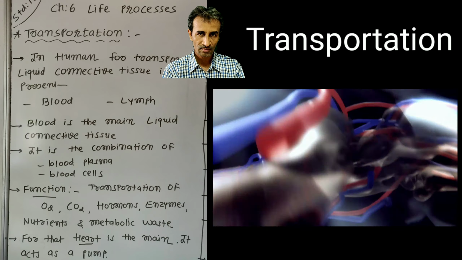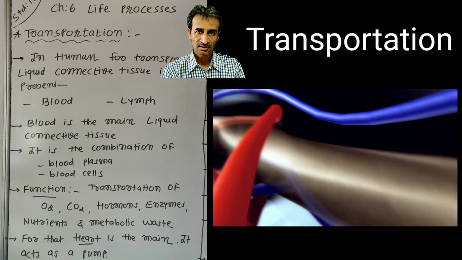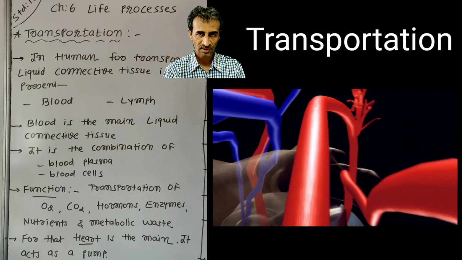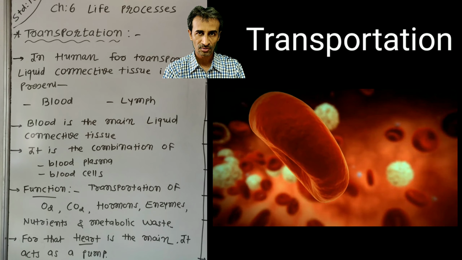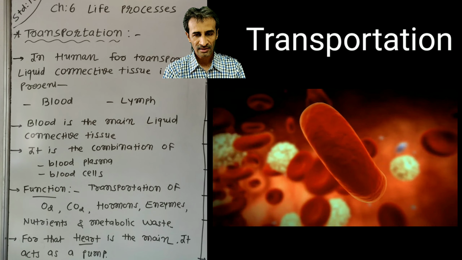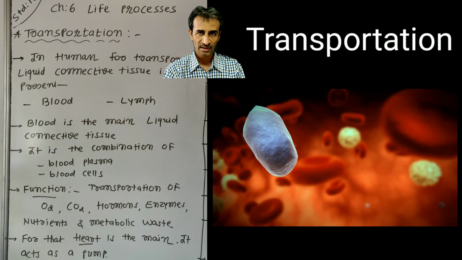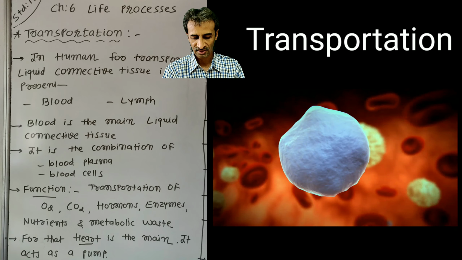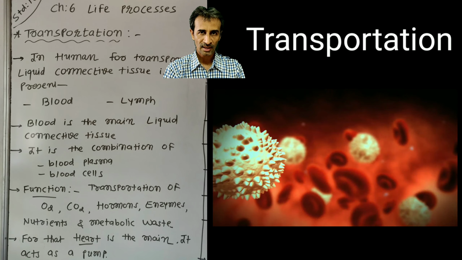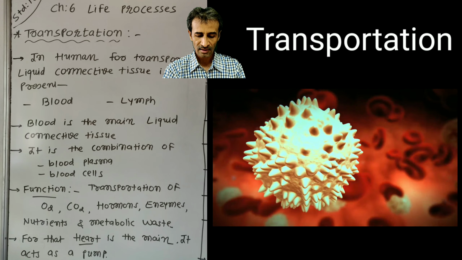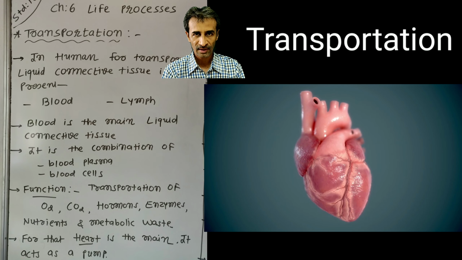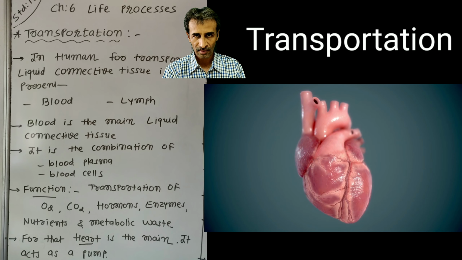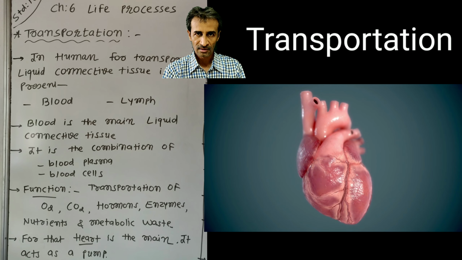Now the functions of the blood. It is responsible for the transportation of O2 and CO2, and the hormones and the enzymes. Now the nutrients and the metabolic waste. For the transportation of such material, the heart is the main part, which acts as a pump, so that the blood is circulated in our body.